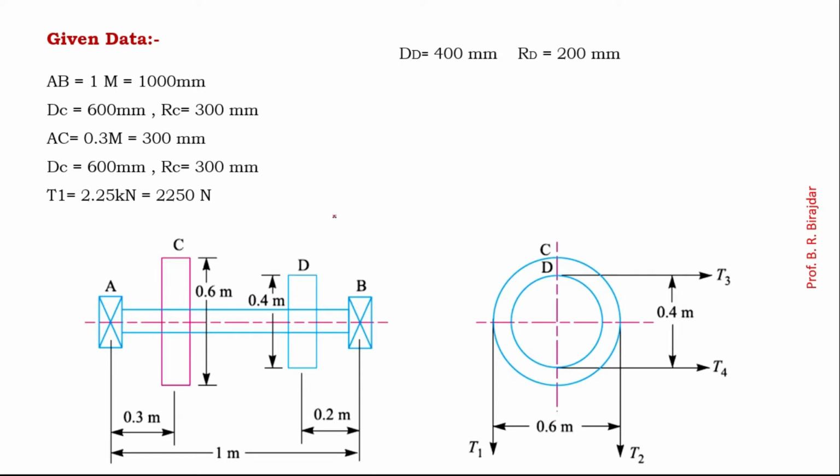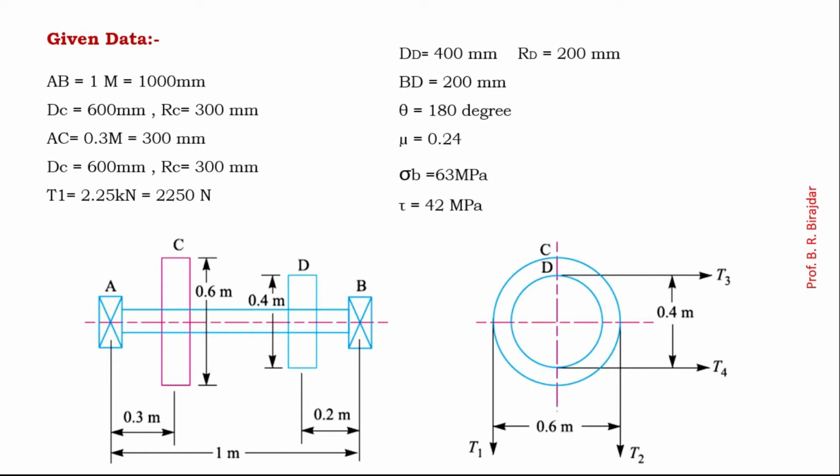Then diameter of the pulley D is 400 mm, so the radius of the pulley D becomes 200 mm. Then this B to D distance is 200 mm, and the angle of contact is given as 180 degree, and the coefficient of friction is 0.24. Now they have given sigma B, that is the allowable tensile stress, 63 megapascal, and the allowable shear stress is 42 megapascal.